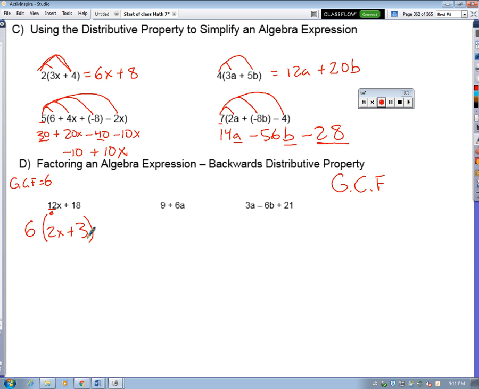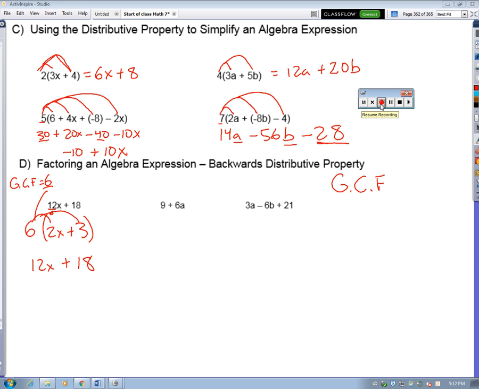And you can prove it too, right? If I do the distributive property back on itself, 6 times 2x is 12x. 6 times 3 is 18. So I know it works. All I did, I found my greatest common factor, which is 6. I put it on the outside. I start dividing all this stuff by the greatest common factor, and that gives me everything inside my grouping there. All right, let's try another one here.